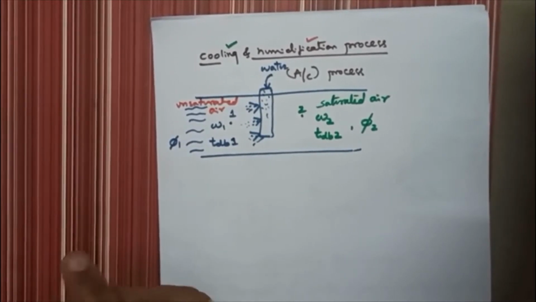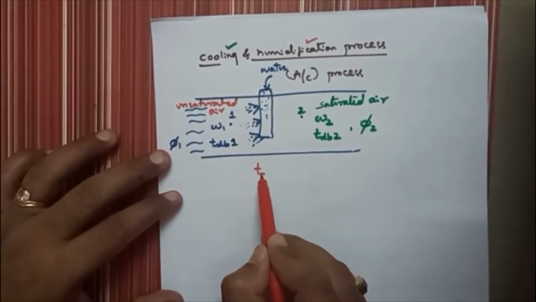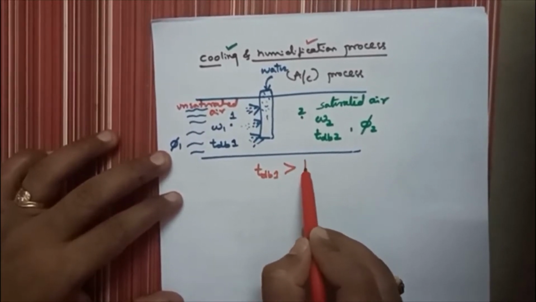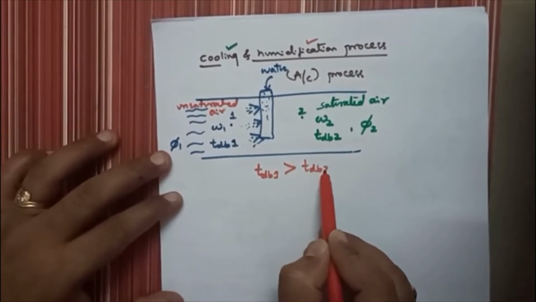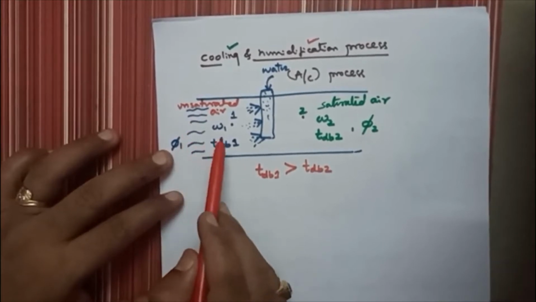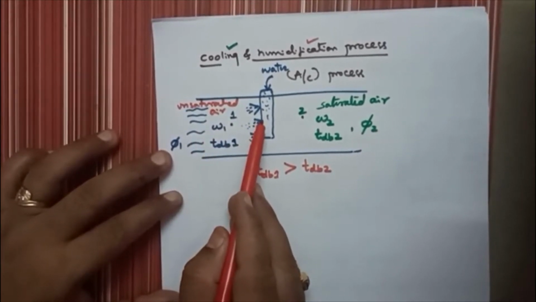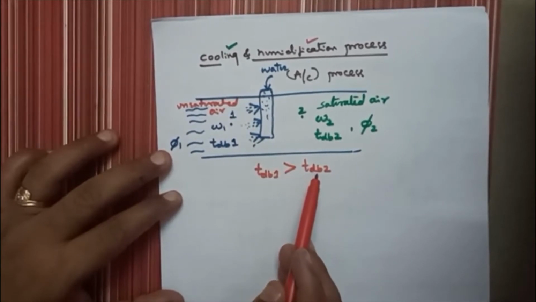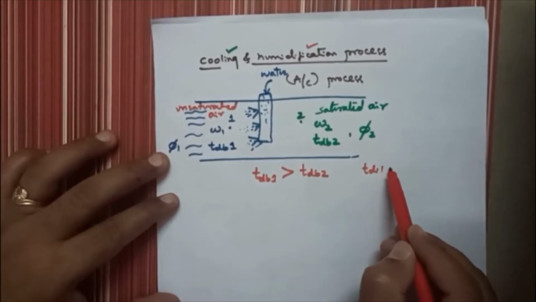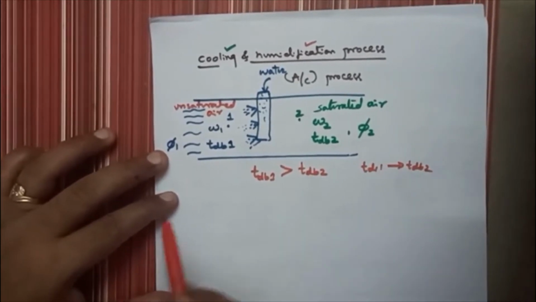So at point number 1 the temperature is more. That is, the dry bulb temperature at point number 1 is more than at point number 2, because it is high temperature unsaturated air. And when mixed with water, cooling takes place, so the temperature reduces. So TDB1 is reduced to TDB2, as I have written here.